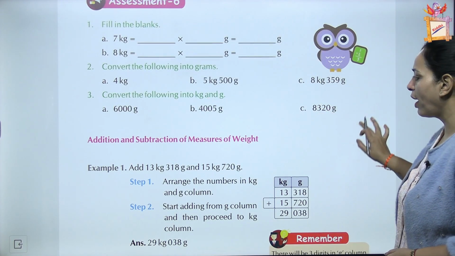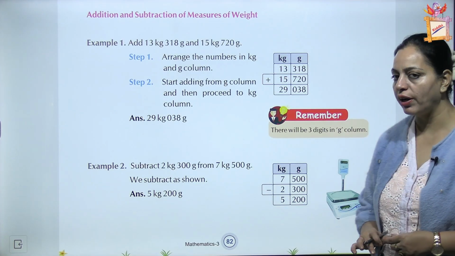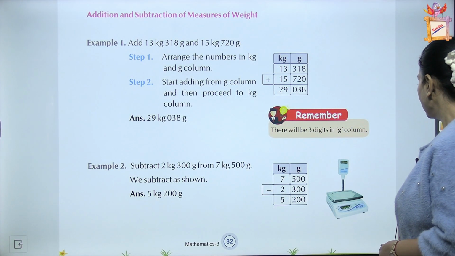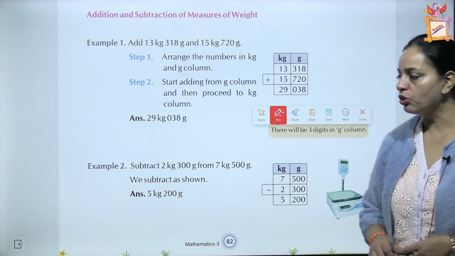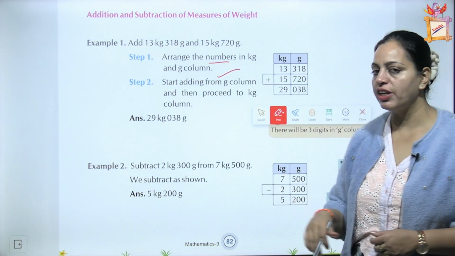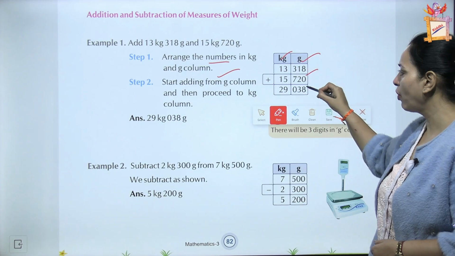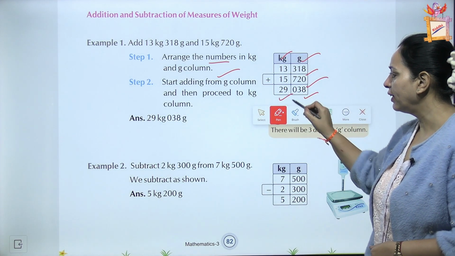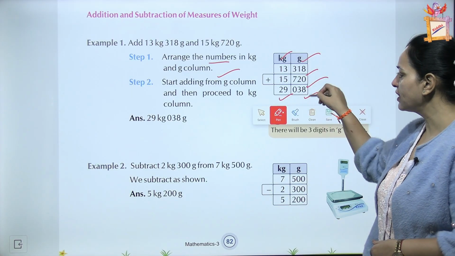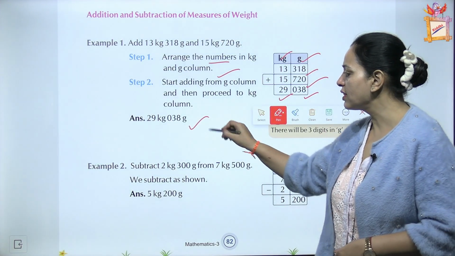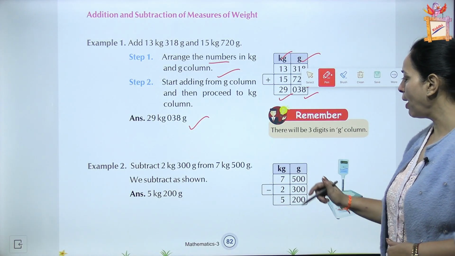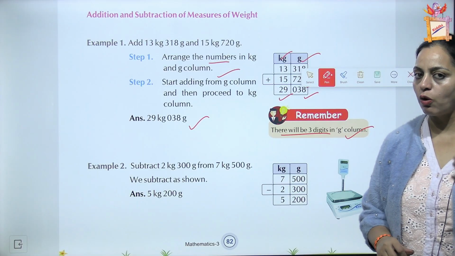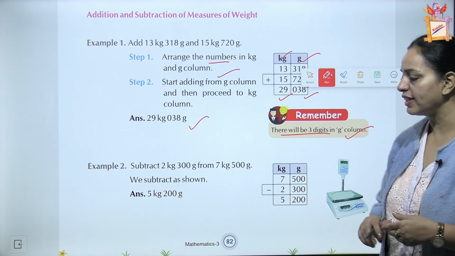Now addition and subtraction of measures of weight, like example 1. Add 13 kg 318 gram and 15 kg 720 gram. So what to do? Step 1, arrange the numbers in kg and gram columns. Kg, gram, write the numbers. Now start adding. So first add gram and then add kg. So simply जैसे हम numbers को add करते हैं, so this is the value, right? Remember, there will be 3 digits in the gram column, okay? Because 1 kg में 1000 gram है, so we take 3 digits in gram.